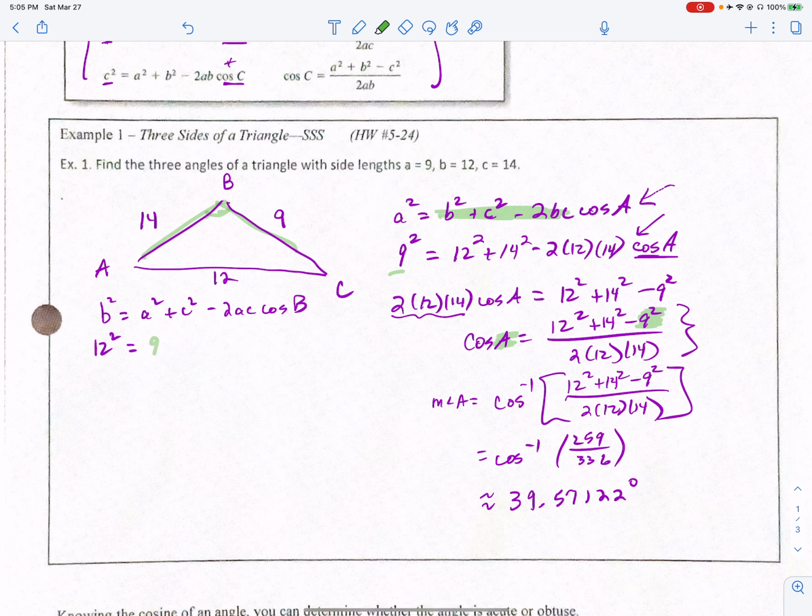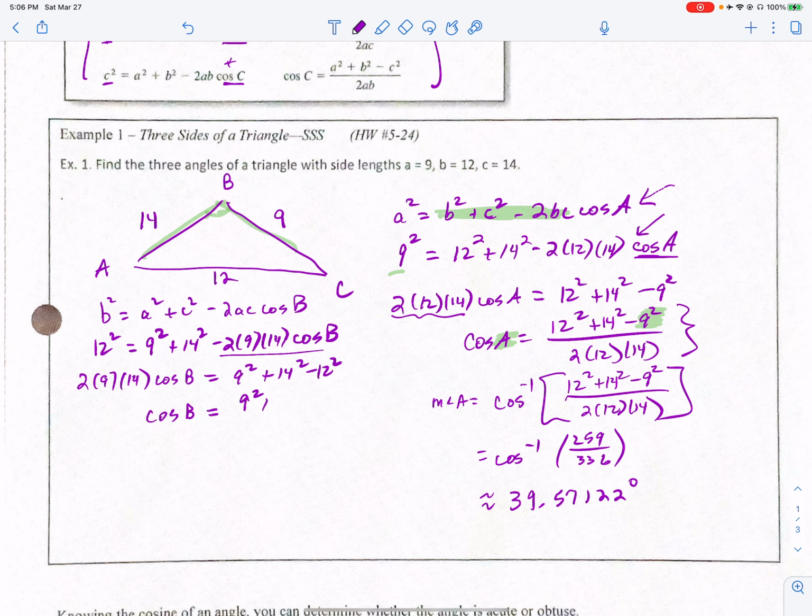So I'm going to put 12 squared here, and then 9 squared plus 14 squared minus twice their product, and then cosine of B. I want this term with the cosine to be positive, so I'm going to move it to the other side and subtract the 12. And so cosine of B is that 9 squared plus 14 squared minus 12 squared all over 2 times 9 times 14.